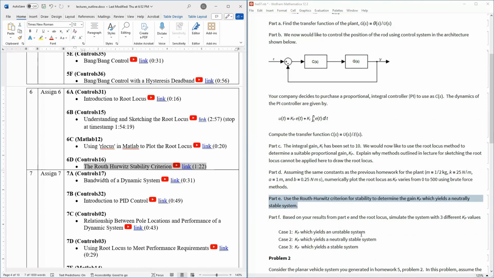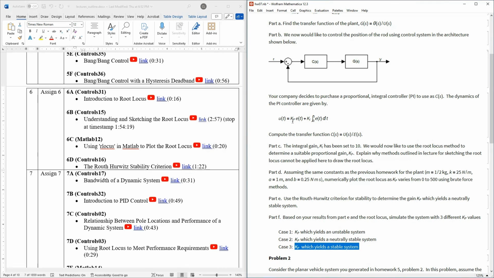simulate this system for 3 cases. Pick a KP which is actually unstable, use the KP from part E which is neutrally stable, and then pick a KP which yields a stable system. And just simulate it and just show me what the results are. Just play with this problem a little bit. I think it's a fun problem.